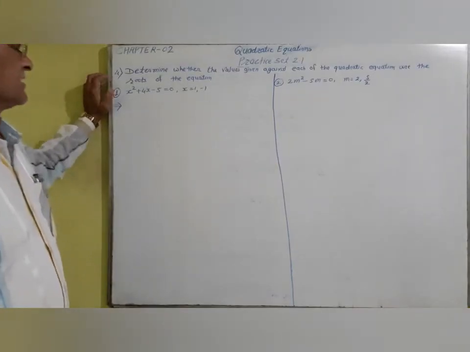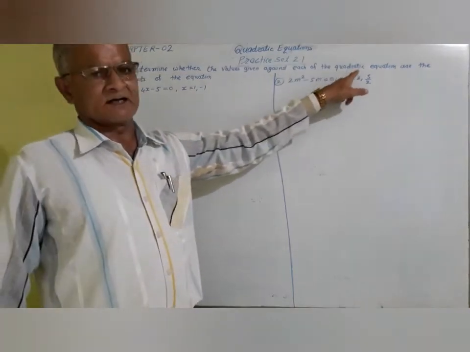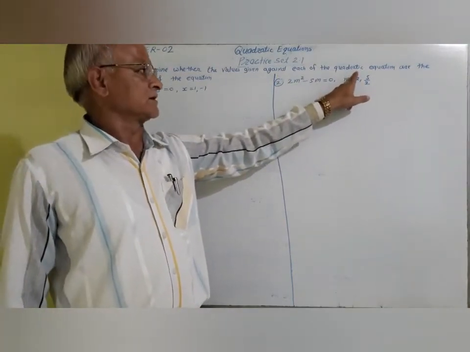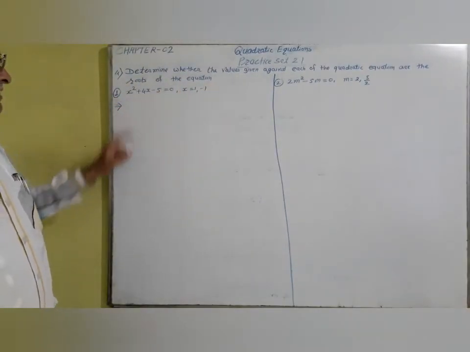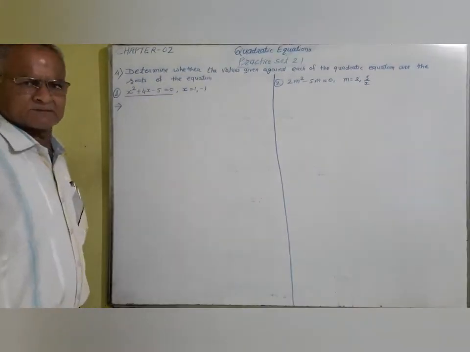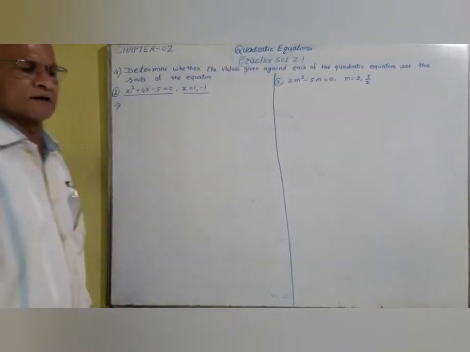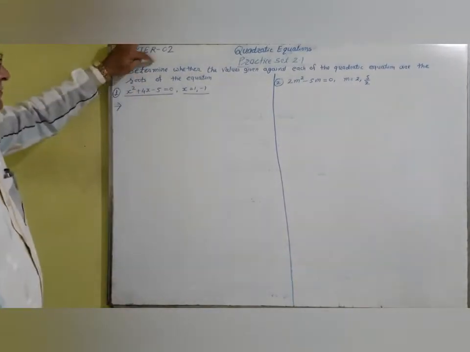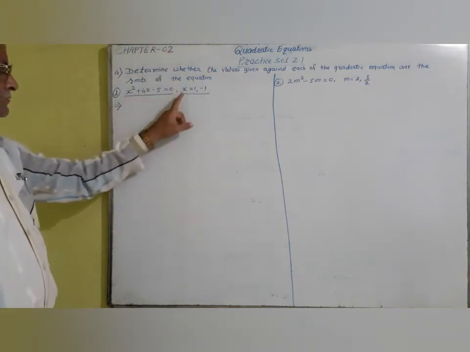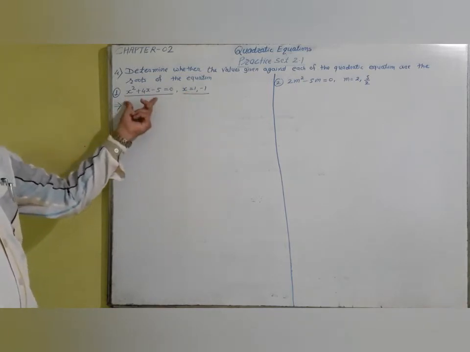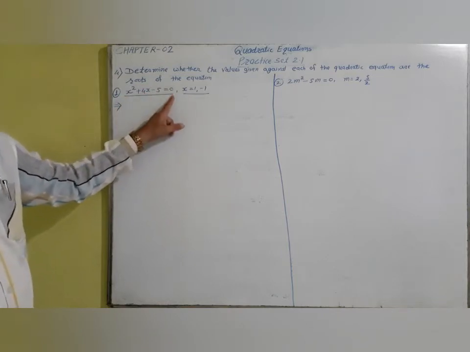Example number 4. Determine whether the values given against each of the quadratic equations are the roots of the equation. First example, the quadratic equation is x square plus 4x minus 5 is equal to 0. And the values given against the equation are x is equal to 1 and minus 1. We have to determine whether it is a root or not. Therefore, we have to substitute x is equal to 1 in this polynomial. If the value of this polynomial becomes 0, then we can say that it is a root.